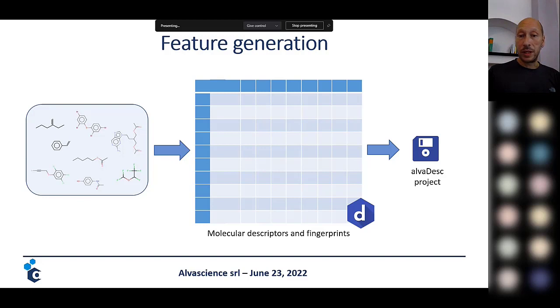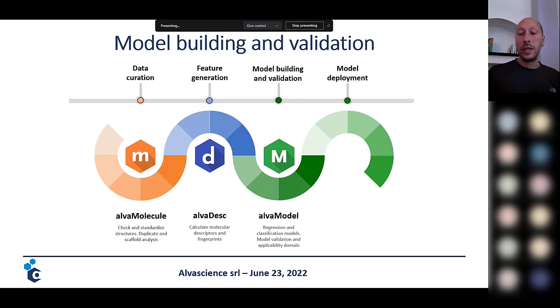We can export the features in a text file that can be used by any tool, or we can export the calculated data, so the calculated features and the molecules, as an Alvascience project that is a single file including both the chemical structures and the calculated features. The Alvascience project is the starting point for the model building using our tools. Specifically, it is the starting point for the next step, that is the model building and validation that can be performed using AlvaModel.